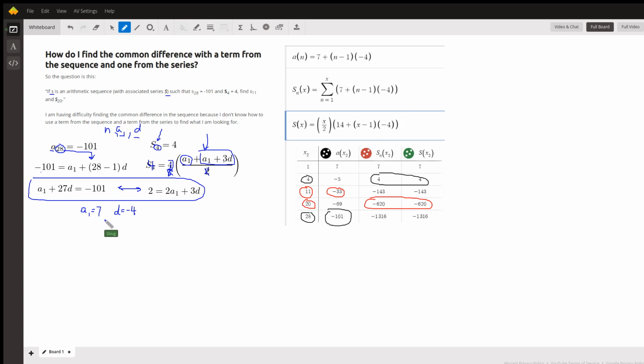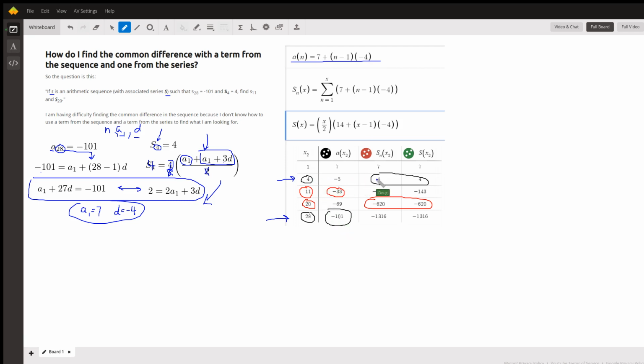Now, if you solve this system right here, this is what you get. a sub 1 is 7, d equals negative 4. I'll leave it to the viewer to solve that system. And here's kind of proof that these values work. Here's the given information in black. So a sub 28, from this formula right here, the first term plus n minus 1 differences, a sub 28 is negative 101.